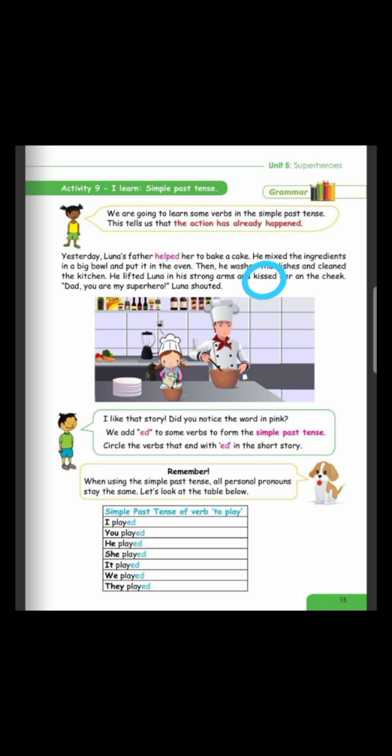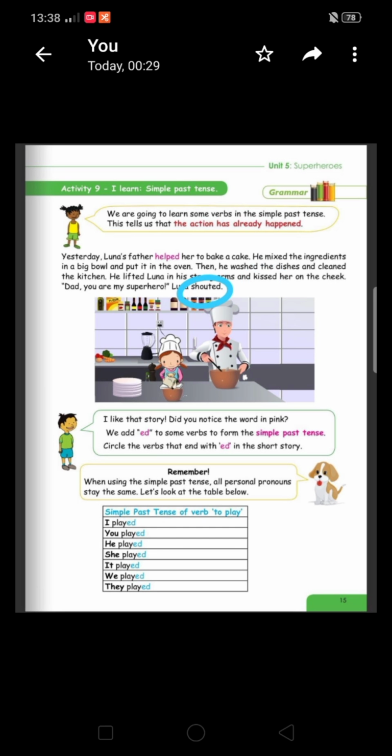Dad, you are my superhero, Luna shouted. And lastly, shouted. We have to circle shouted. Shout, shouted. In the simple past tense, we add ed. You write down these words in your copybook instead of writing the whole thing and then circling it. So you simply note down the verbs in the simple past tense.